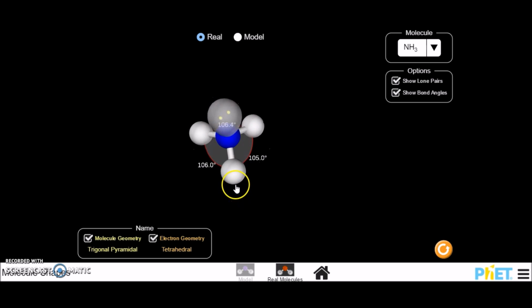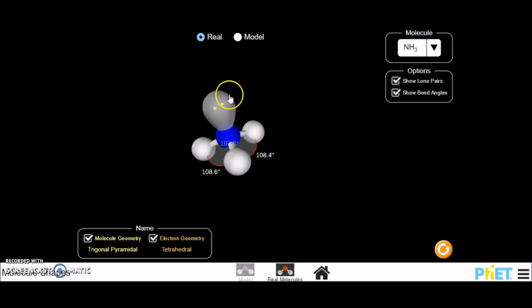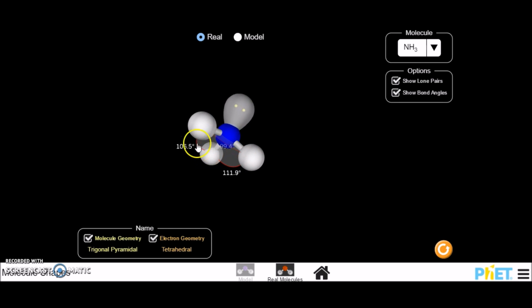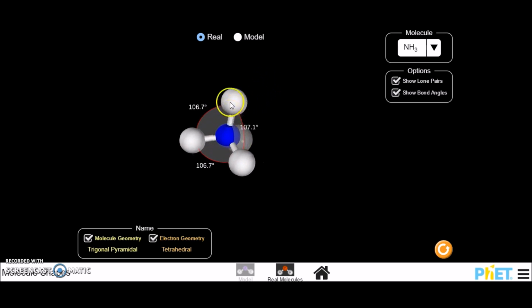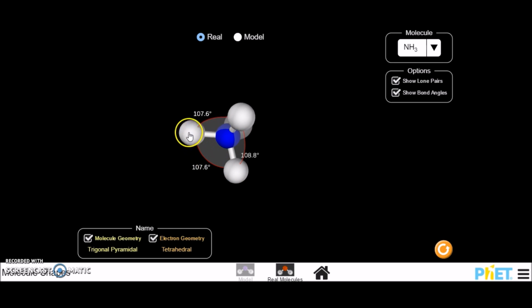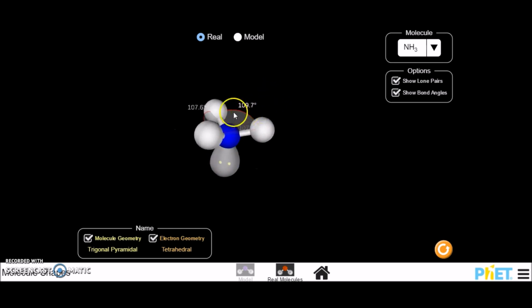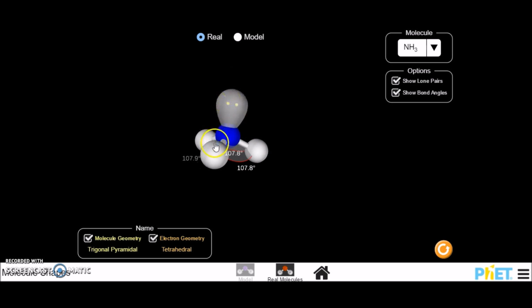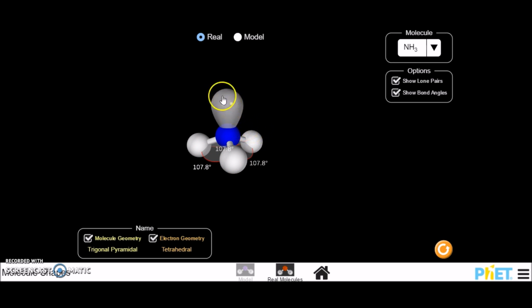Ammonia here. Now we have our lone pair here at the top. You can see that our bond angles are about 107 or 108. Three hydrogens just popping down there at the bottom. So the molecule geometry is going to be trigonal pyramidal, but if we're taking into account this lone pair, which generally sits at the top, it is going to have a tetrahedral geometry in relation to its electrons.